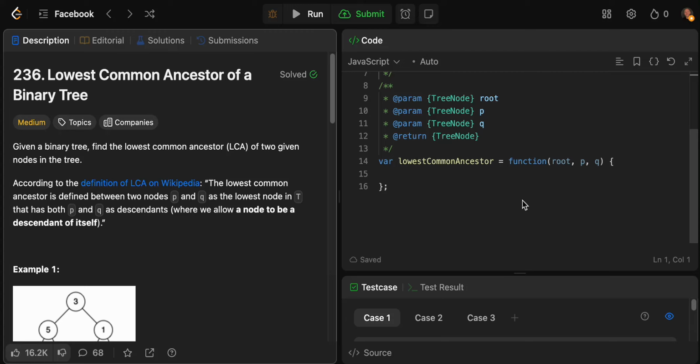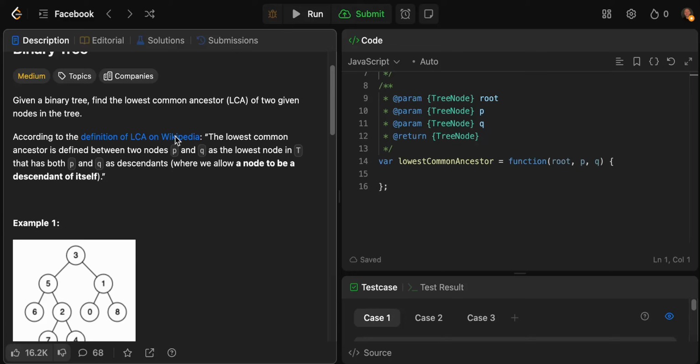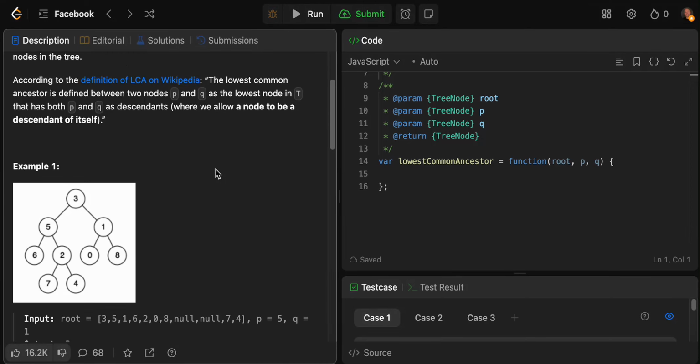But today we're tackling number 236, lowest common ancestor, also called LCA, of a binary tree. So given a binary tree, find the lowest common ancestor of two given nodes in the tree. According to the definition, lowest common ancestor is defined between two nodes P and Q as the lowest node in the tree that has both P and Q as descendants. Or it could also be a descendant of itself.